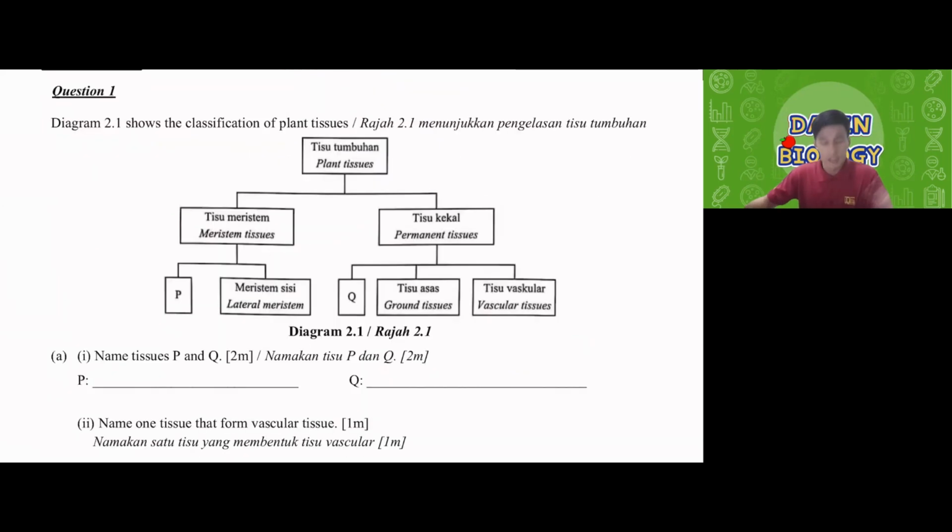Continue this one. All right, so it's a recap of everything we just did today. So number one, A, name tissue P and Q. So look carefully here, this diagram. So you have plant tissues, meristem tissue, and permanent tissue. So P is apical meristem, right? So you got lateral here already. This one's apical. And then Q, ground tissue, vascular. What's the other one? So you got vascular means xylem phloem, ground is the support one, and then the surface one. Yeah, epidermal.